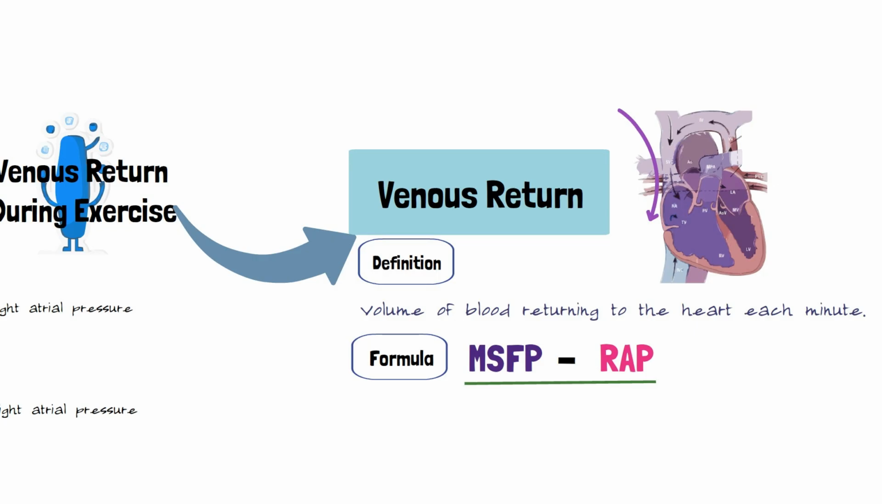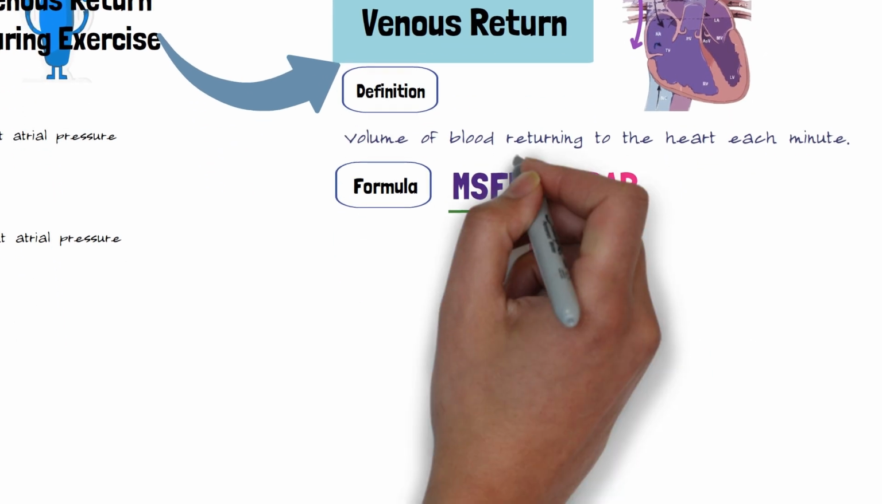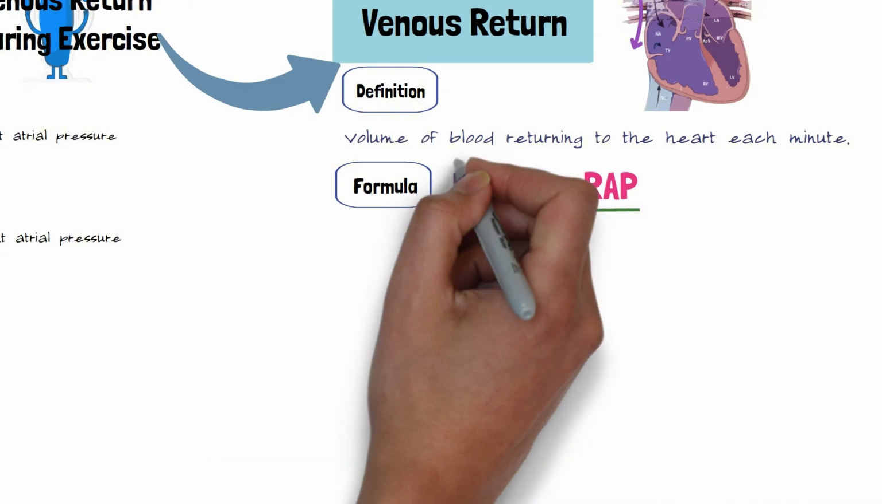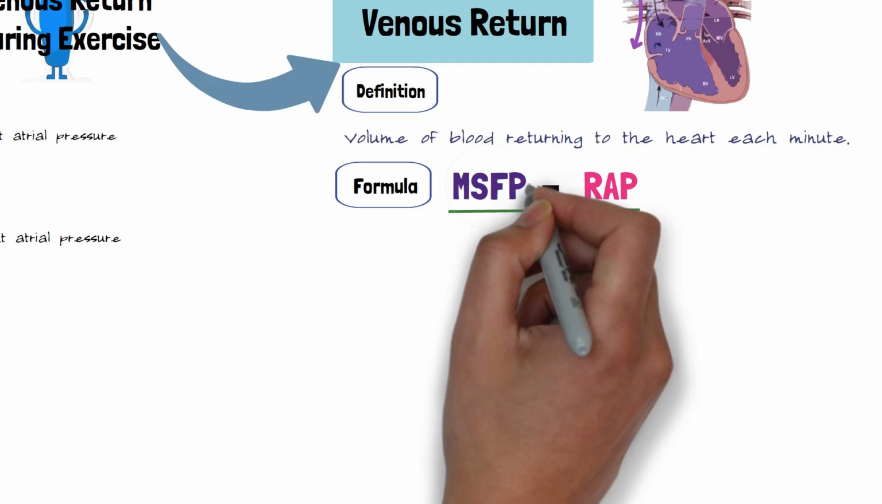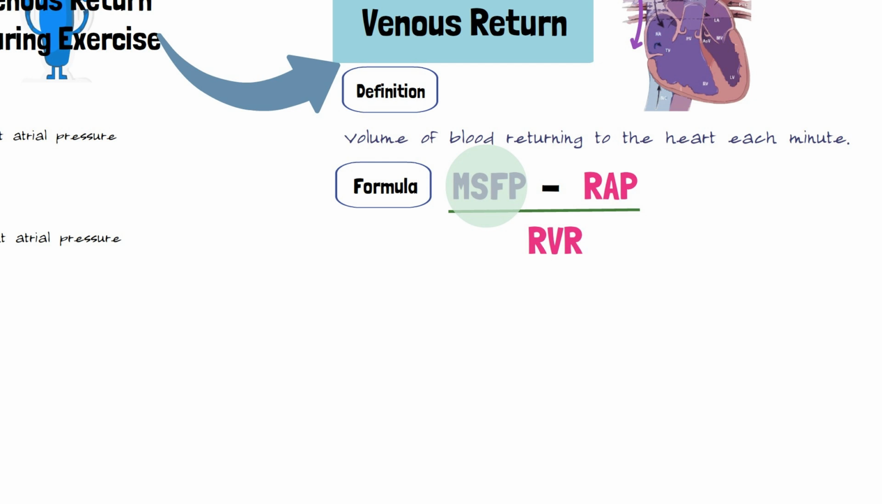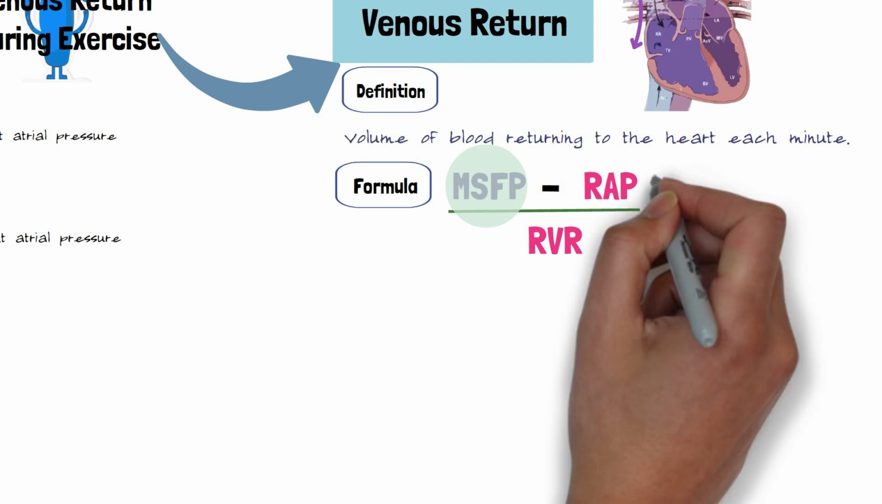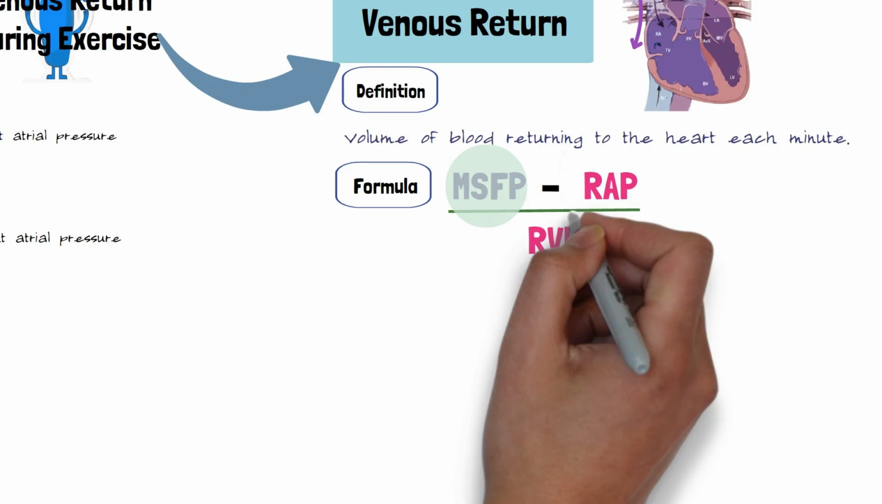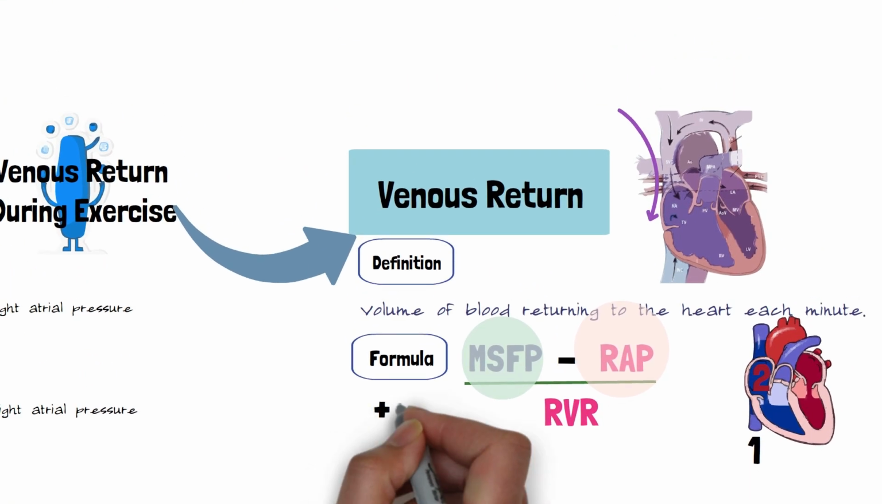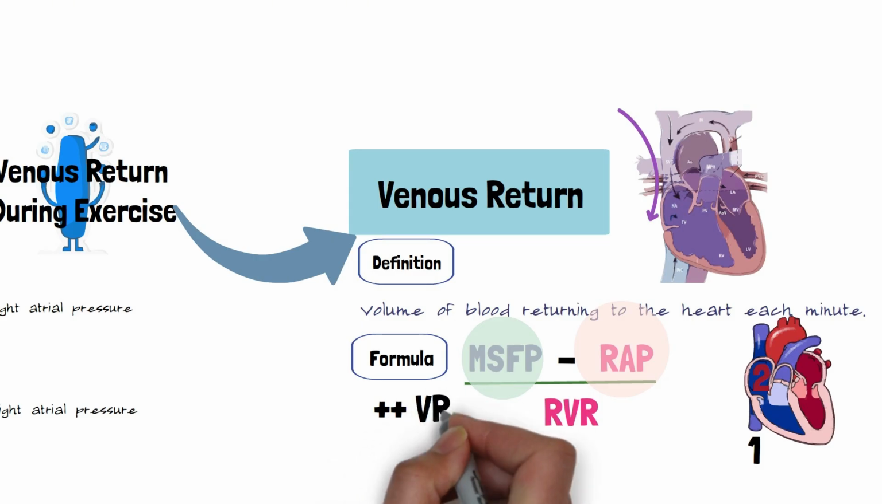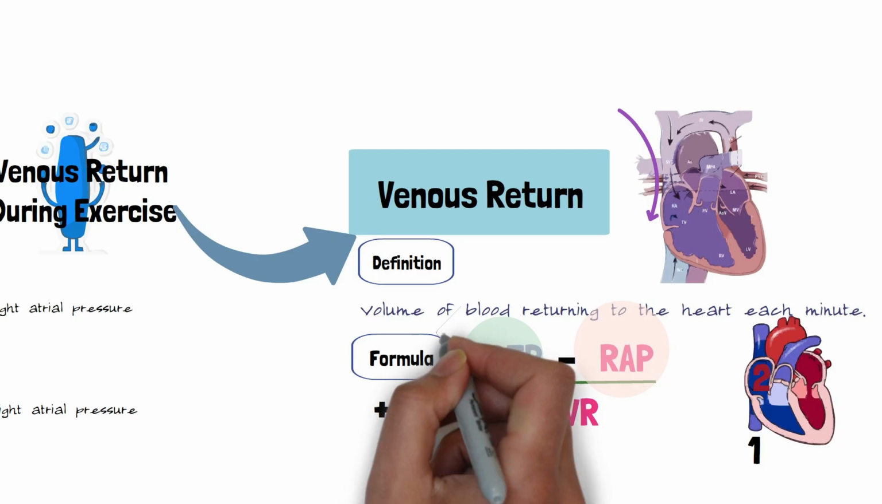And to understand each part of this equation, remember that the mean systemic filling pressure is the driving pressure. It is the force that pushes the blood from the systemic circulation towards the heart, while the right atrial pressure is the back pressure. It represents the pressure at the destination where the blood is trying to enter, at the end, the right atrium. So the blood moves according to the pressure difference between the two points: the peripheral circulation, point 1, and the right atrium, point 2. And finally, the venous return, of course, is opposite to the resistance to the venous return.